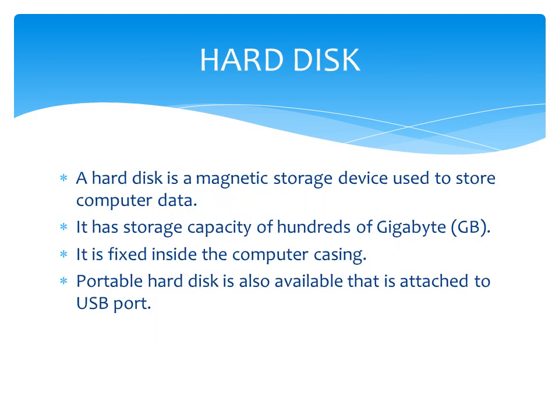So first of all, the hard disk. It is basically a magnetic storage device used to store computer data. Its storage capacity is almost hundreds of gigabytes. It is fixed inside the computer casing or system unit. A portable hard disk is also available that is attached to the computer through a USB port.